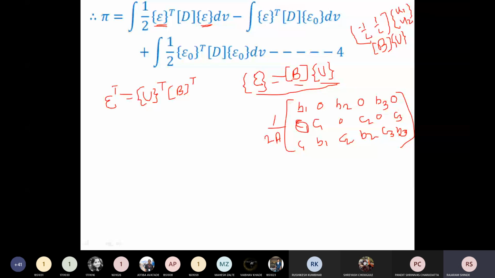Now can you tell me how we can replace this one? Yes, you tell the first term. Rishikesh Kumbar. Yes sir, integration of half u transpose B transpose D into B matrix into u into dV. Okay.